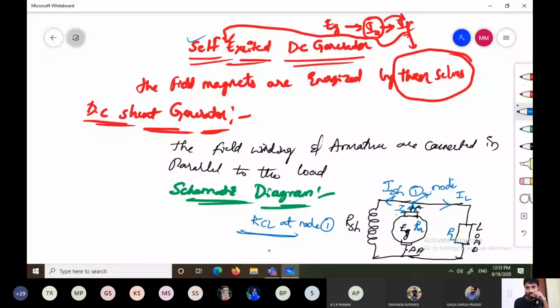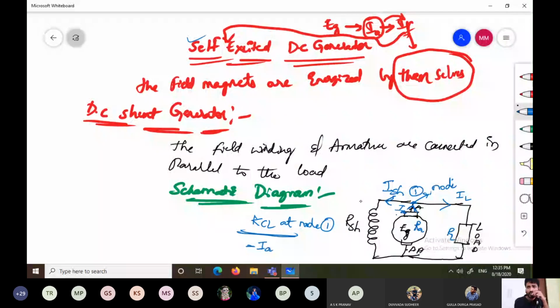Okay. So what is the incoming current to this particular node 1? What is the incoming current to node 1? What is the incoming current? IA, the armature current. Yes. IA is the incoming current to that node. Okay. So we take incoming currents as negative. So I write it as minus IA.